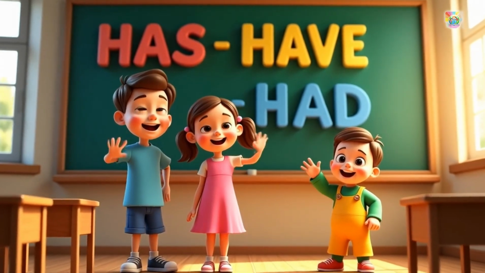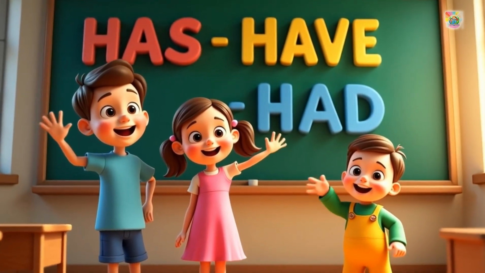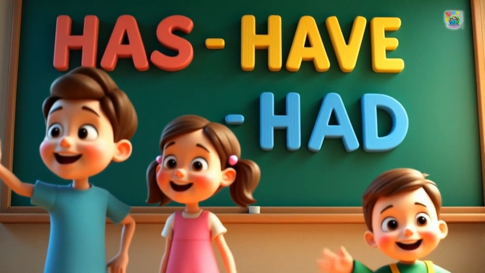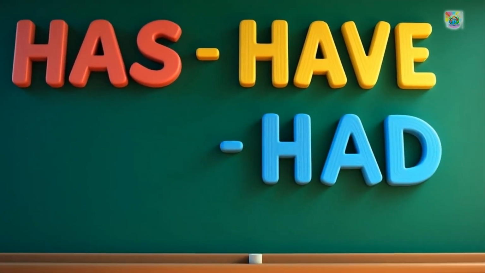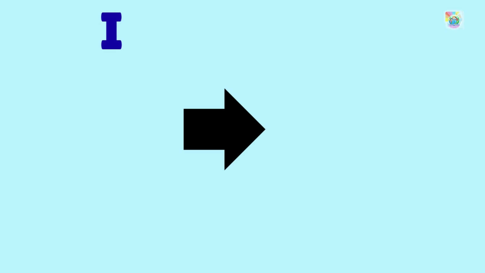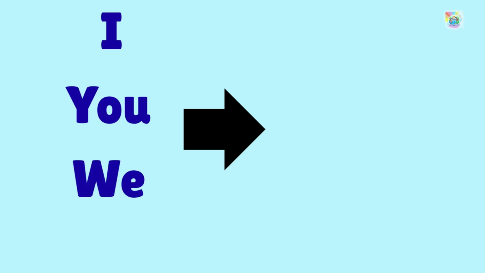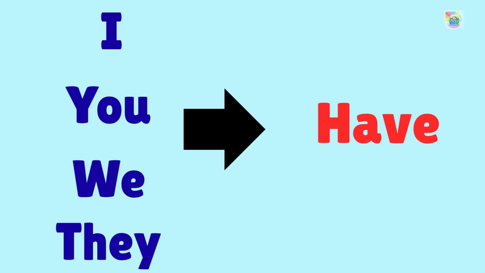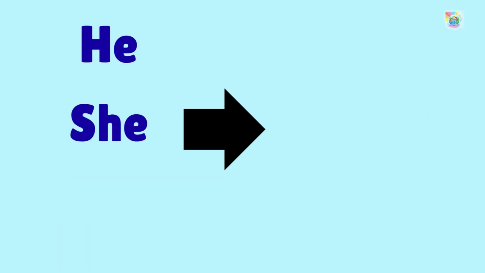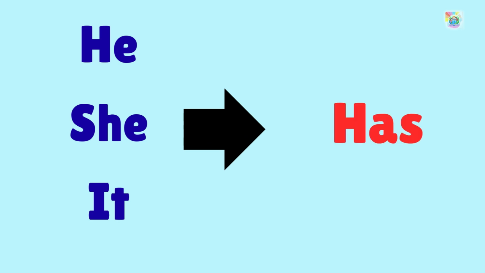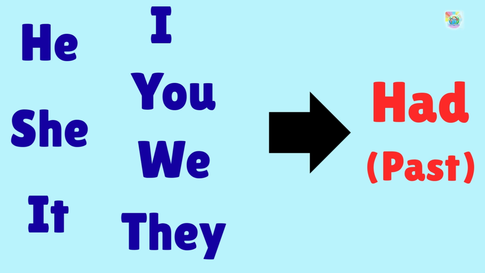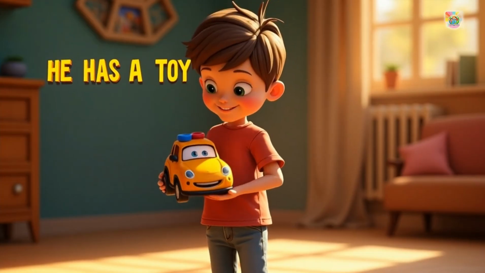Hello kids, today we are going to learn about has, have, and had. These are helping verbs. Let's start. I, you, we, they use have. He, she, it use has. For the past, we use had. Easy to remember, right? Now let's look at singular subjects.